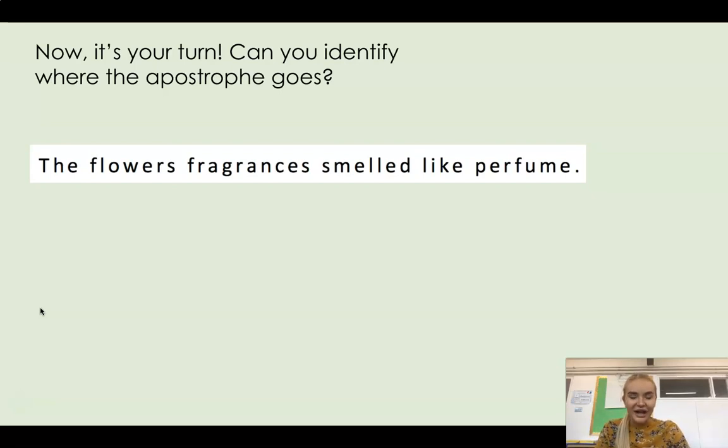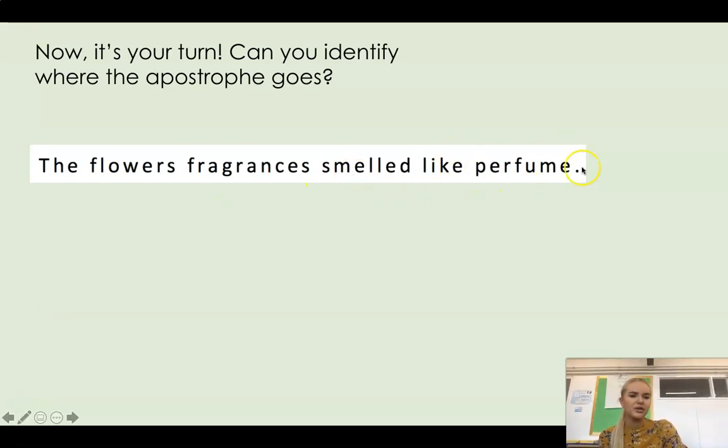Let's try again. So, the flower's fragrances, sounds a bit like an alliteration there, tongue twister, smelled like perfume. So we're thinking, what has ownership? What has possession over something else? Well, the flower is a noun, the fragrance is a noun, the perfume is a noun.